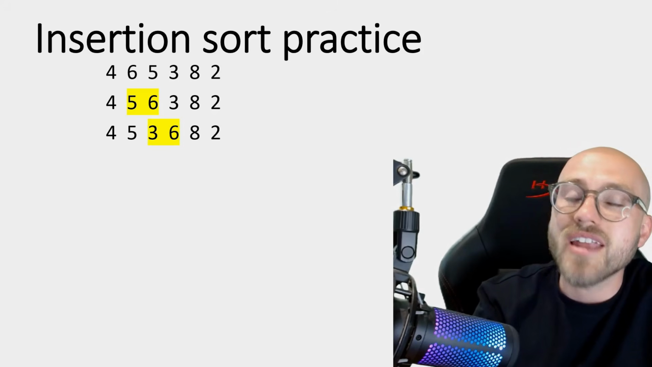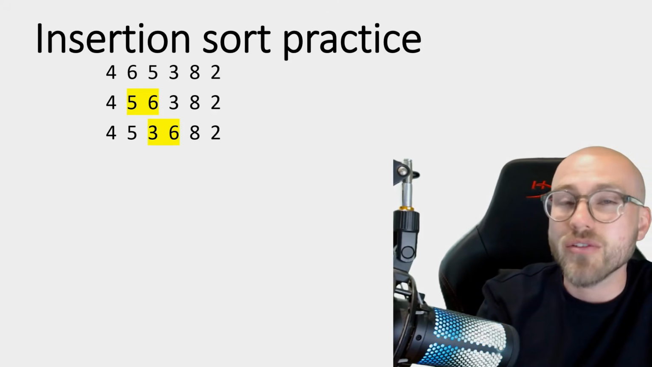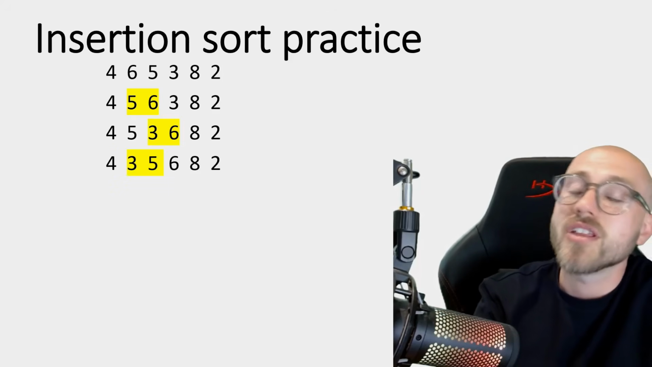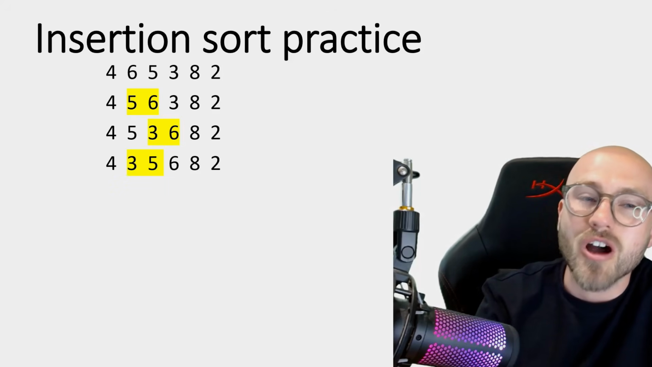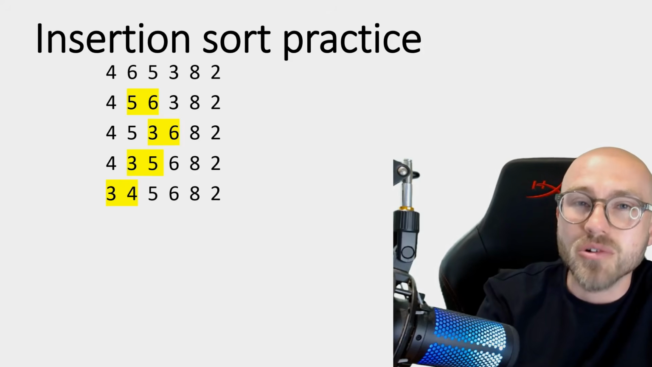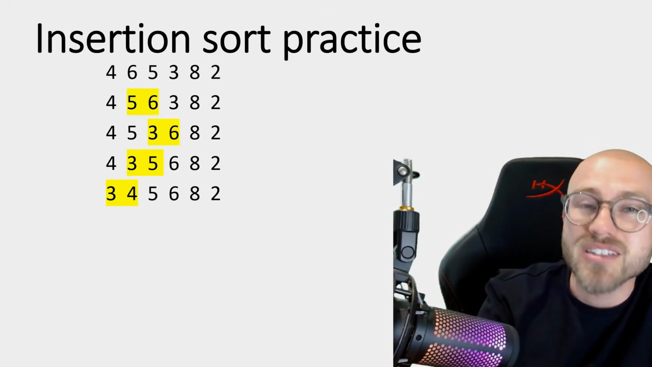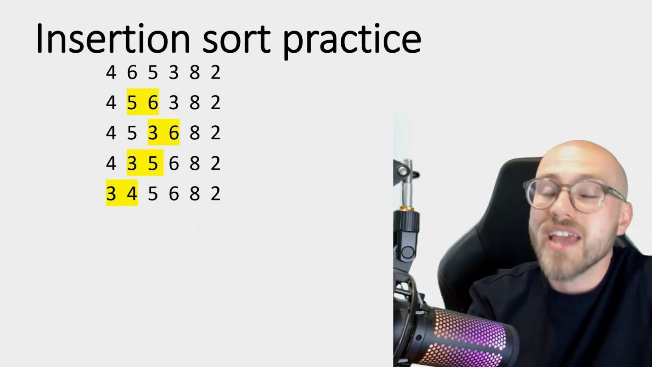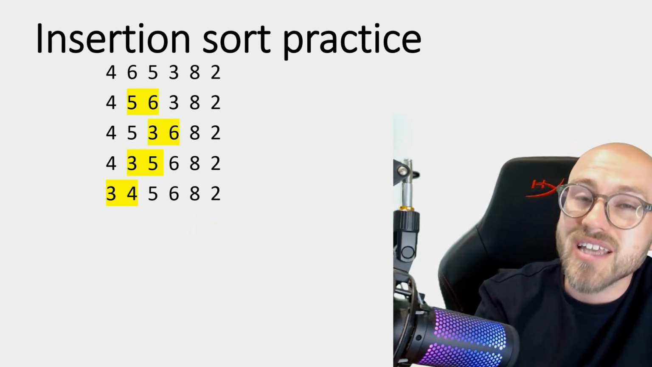We're then going to look at our next piece of data, which is the 3. The 3 is smaller than 6, so it will swap. The 3 is smaller than 5, so it will swap. The 3 is smaller than the 4, so it will swap. There's nothing left to compare against, so we'll move to our next piece of data. So the 8 was bigger than the 6, so it stays where it is.